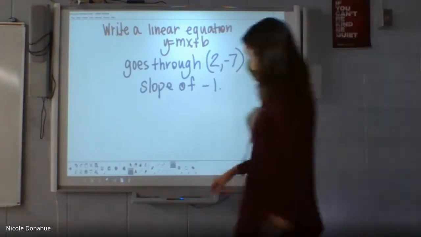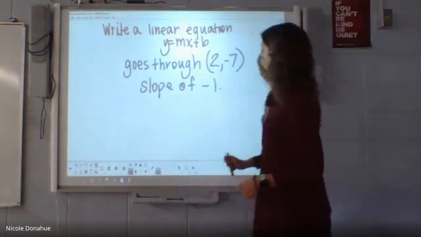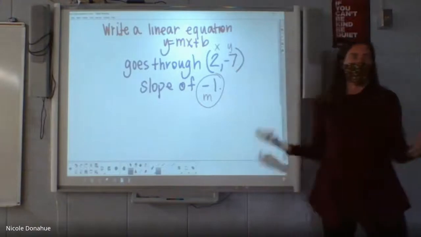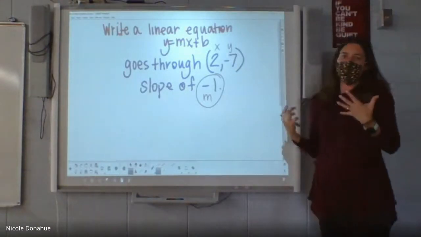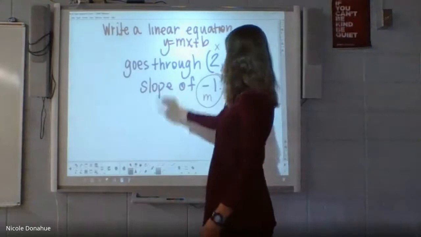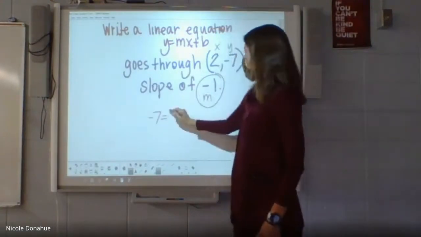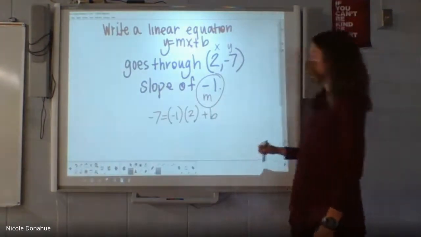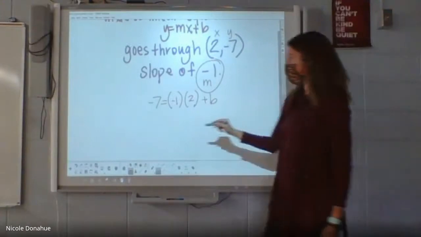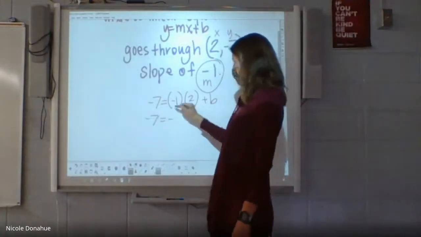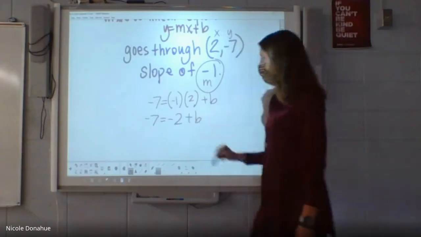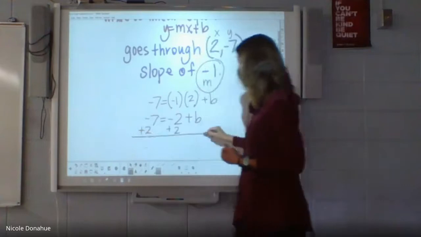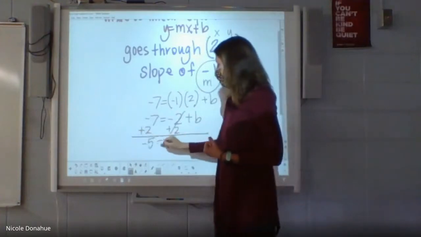I'm going to work through it up here just because of my online students. This is our m, this is our x and y, and we put those all together in our equation. I don't know b. So y is -7, m is -1, x is 2, and then plus b. I multiply and get -2 plus b. I have to solve for b, so I add 2. So -5 is b.